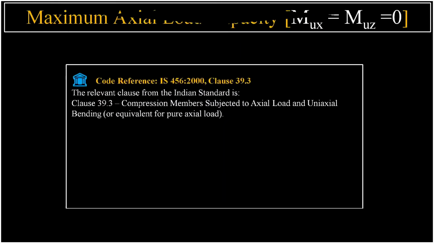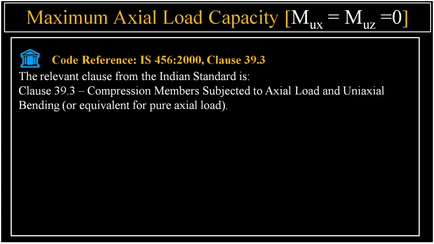Title of this slide is Maximum Axial Load Capacity, MUX equals MUZ equals 0. MUX equals MUZ equals 0 in the title indicates that the column is under axial load only. Presently we are not going to consider any moments on the column. And we are also seeing the code reference.